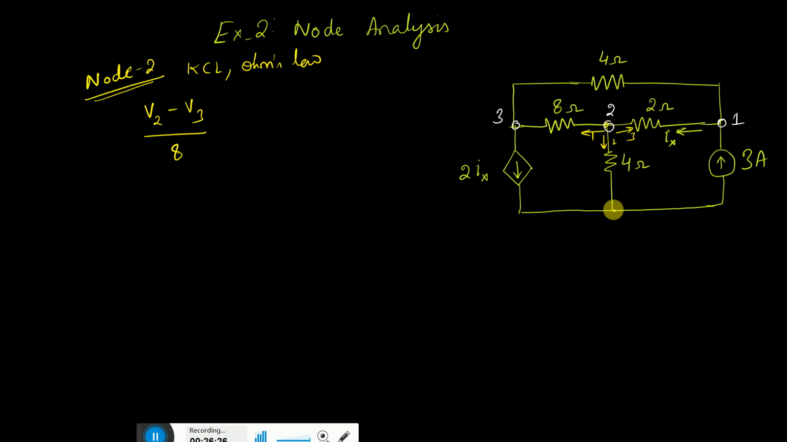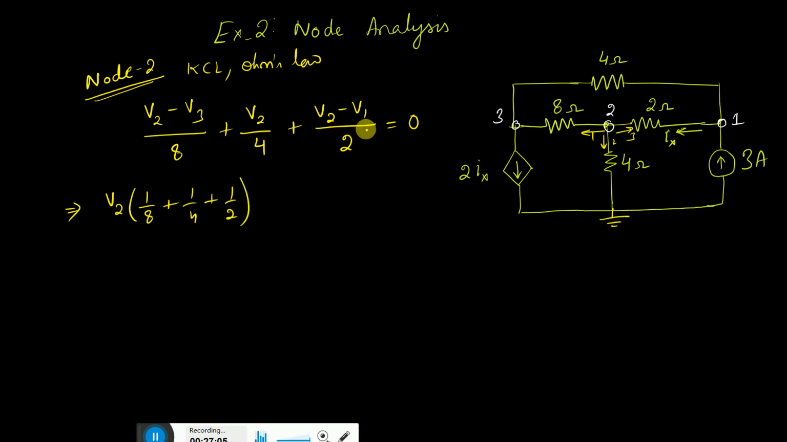Then the current going from 2 to the reference is V2 minus 0. Need not write V2 minus 0, rather simply V2 by 4, which is the resistance. Again we can write from V2 to V1: V2 minus V1 divided by 2 is equal to 0. There is no current source over here, so we will not get a constant term. From here we just need to take out the coefficients. The coefficients of V2 are 1 by 8, 1 by 4 and 1 by 2. V1 is negative because we are talking about node 2, so minus V1 divided by 2, and minus V3 divided by 8 is equal to 0.